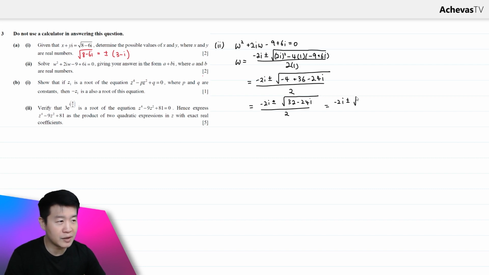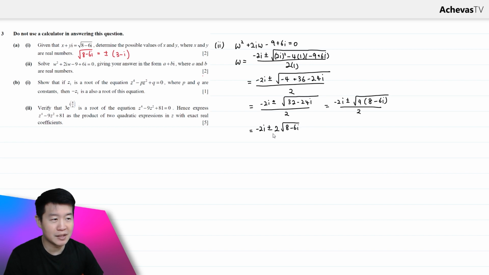We can also try to factorize out 4. So it will be 4 of 8 minus 6i. Now 8 minus 6i has surfaced, so we'll probably be making use of this result. This divided by 2 gives me minus 2i plus or minus the square root of 4, which is 2, then the square root of 8 minus 6i. We will now definitely be making use of the result from the previous part. The square root of 8 minus 6i, this divided by 2, is equal to minus i plus or minus the square root of 8 minus 6i.